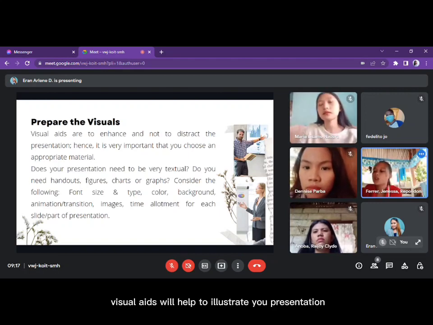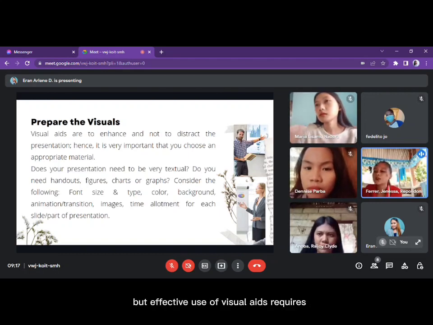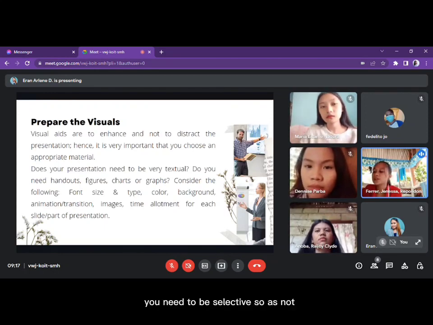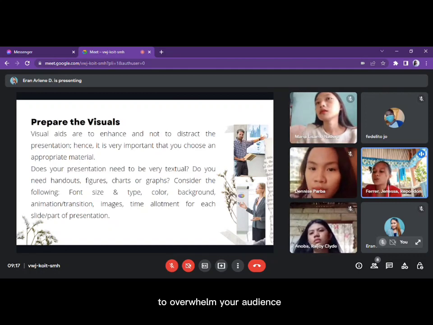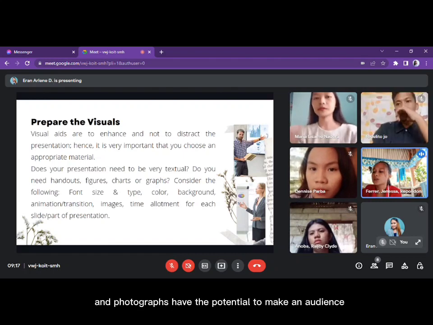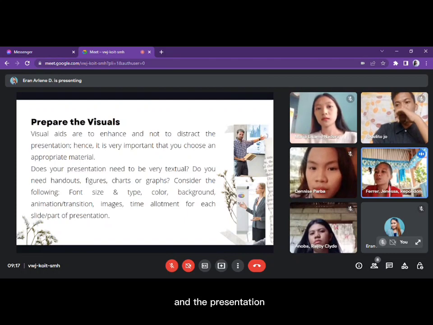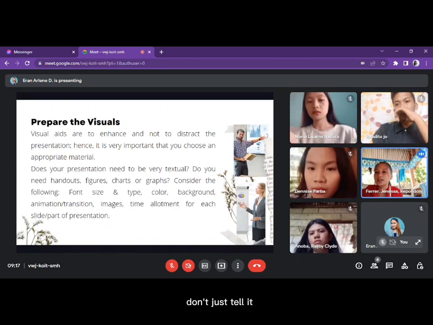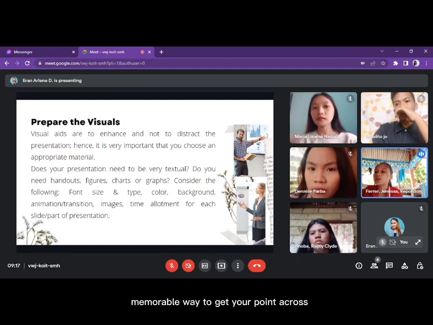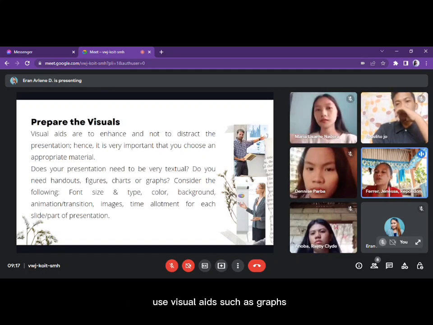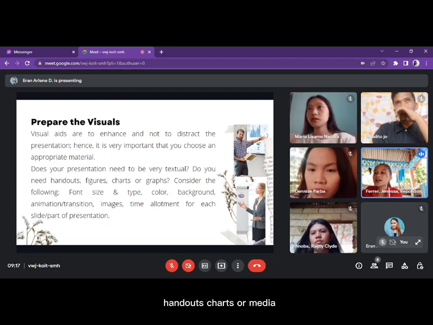Visual aids will help to illustrate your presentation, but effective use of visual aids requires planning and preparation. You need to be selective so as not to overwhelm your audience. Pictures, drawings, and photographs have the potential to make an audience understand what you are trying to convey in the presentation. Don't just tell it, show it. A vivid, memorable way to get your point across. Use visual aids such as graphs, handouts, charts, or media.